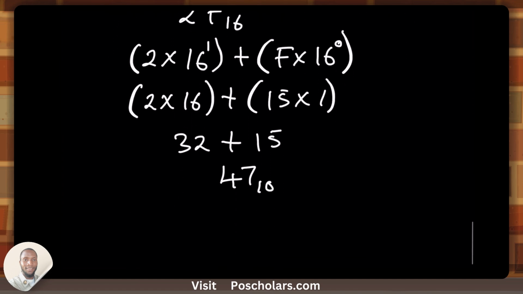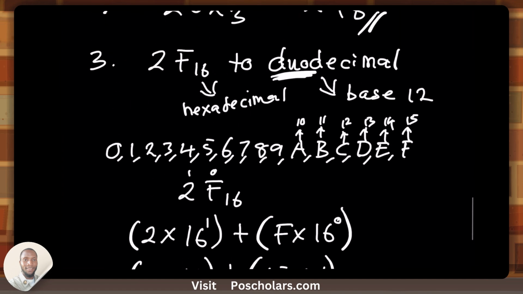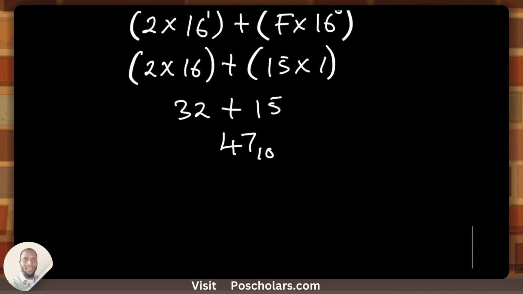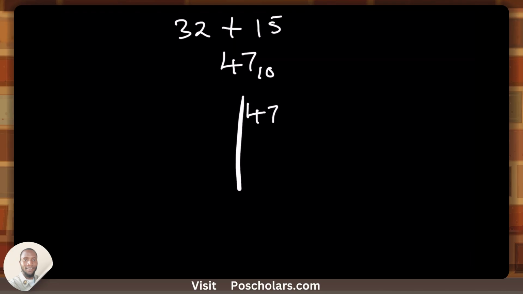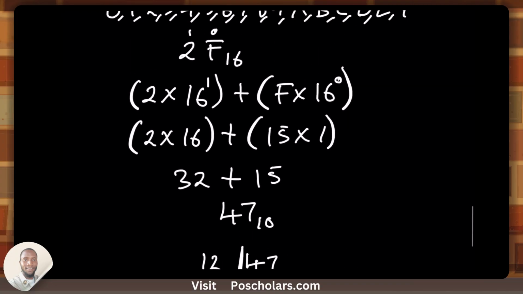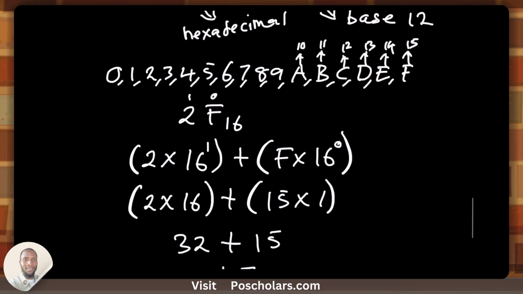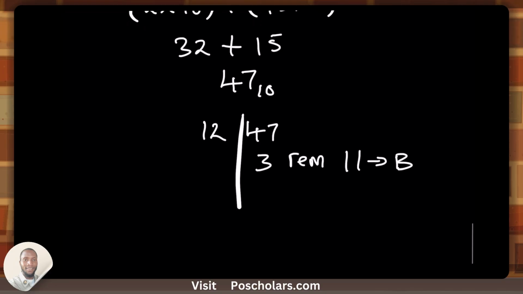But we won't stop there because we want to convert it to what? Duodecimal. Since we want to convert to duodecimal, what we do now is we divide 47 consecutively by 12 until we get to 0, right? So that's the second step. So 47, we want to convert to duodecimal, so you divide by 12. How many 12 can you find in 47? That's 3, remainder 11. Now take note, 11 in hexadecimal means what? B. So you see the same thing as B, right?